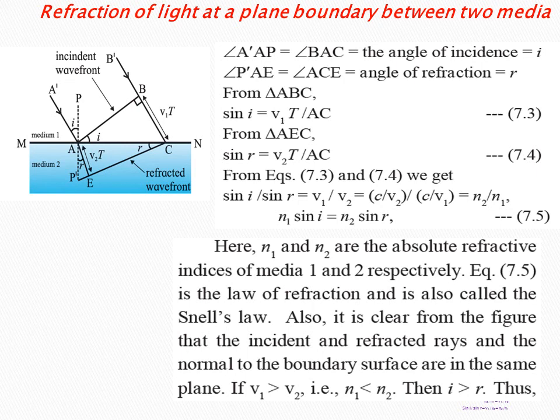Hence here n1 and n2 are the absolute refractive indices of medium 1 and 2. This equation is the law of refraction and is also called Snell's law. Also it is clear from the figure that the incident and refracted rays and the normal to the boundary surface are in the same plane. If v1 is greater than v2, that is n1 is less than n2, then i is greater than r.